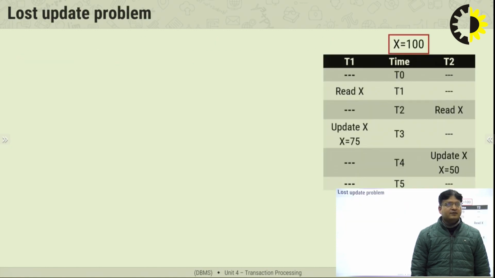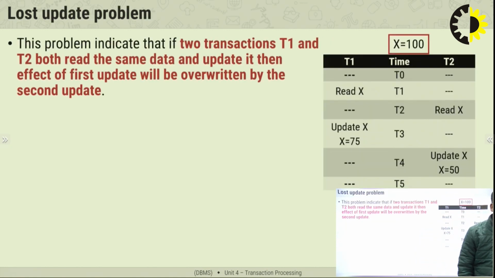Now first we will be studying the lost update problem. This problem indicates that if two transactions T1 and T2 both read the same data item and update it, then the effect of the first update will be overwritten by the second update. Let us consider this example. There are two transactions. Initial value of x is 100. There are two transactions T1 and T2. So first instruction executed is read x.